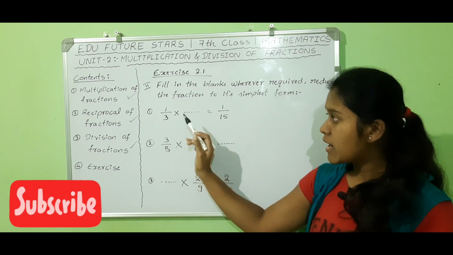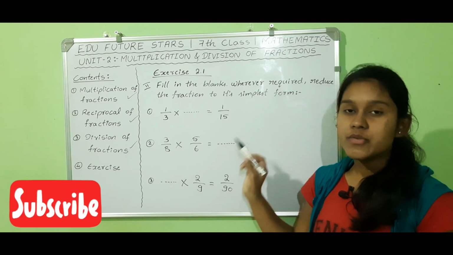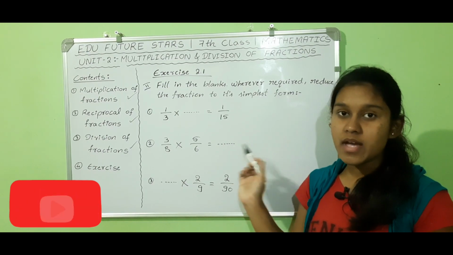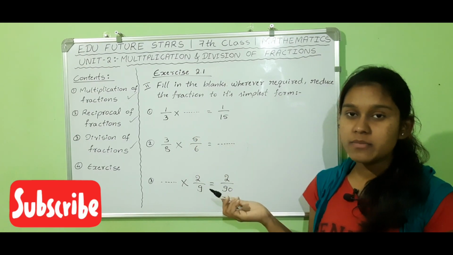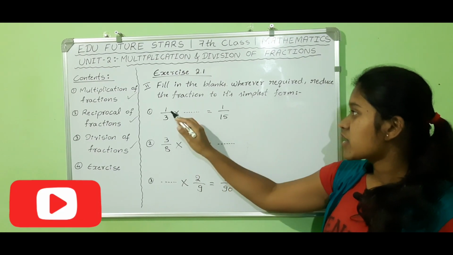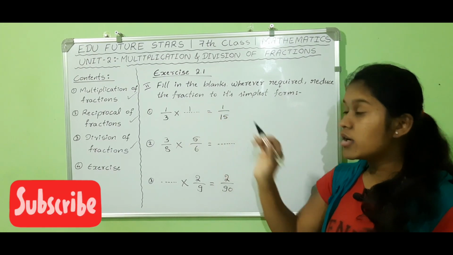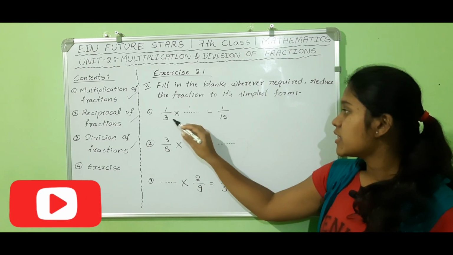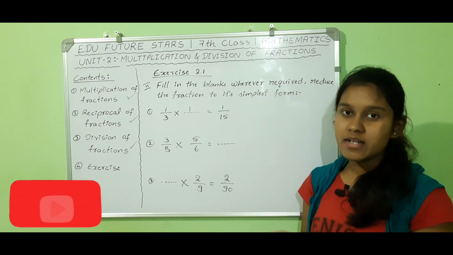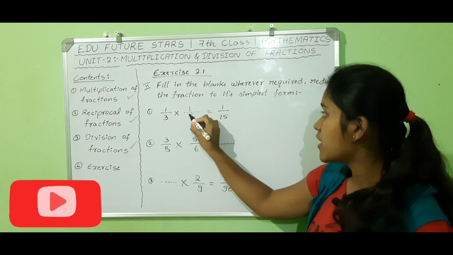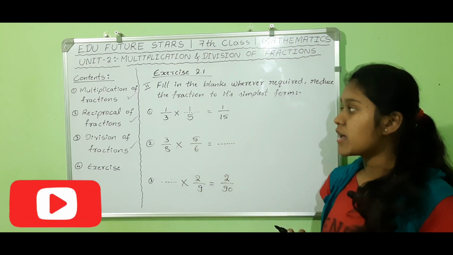Here we have 1 by 3 into blank is equal to 1 by 15. So result is what? 1 by 15. We have to get 1 by 15. So which number we have to multiply to get 15 in the denominator? See, numerator is 1, right? So obviously the numerator should be 1 only. 1 into 1 what? 1, right? So 3 into how much will we get 15? 3 5s are 15, right? So here we have to take 5. So 3 into 5 is 15, 1 into 1 is 1, right?